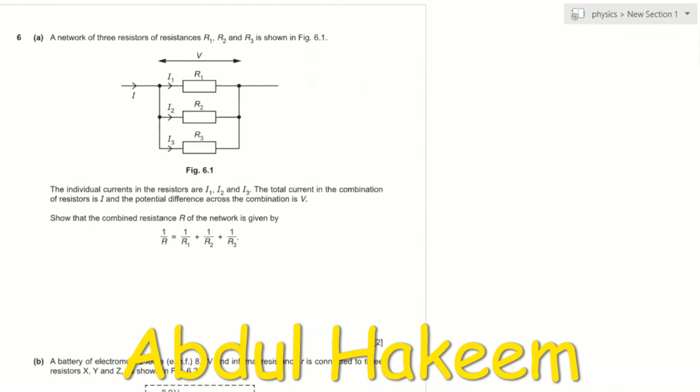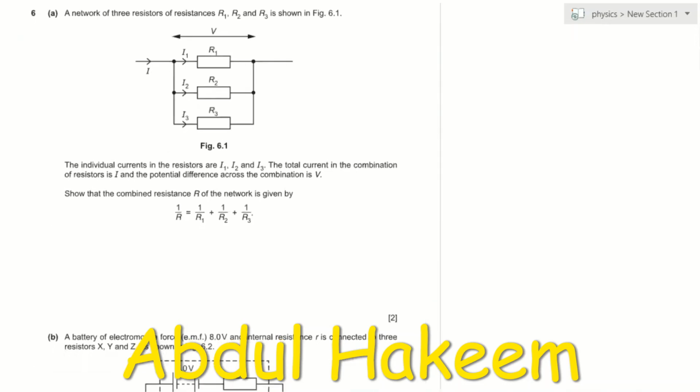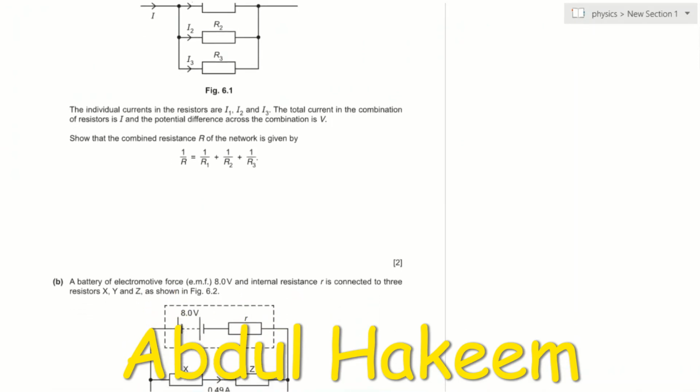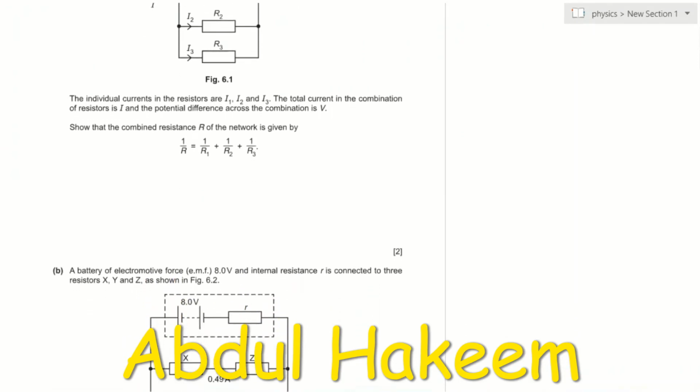Now move to this question number 6. A network of the 3 resistors of the resistance R1, R2, R3 is shown. All are connected in parallel. The individual current in the resistors I1, I2, I3, the total current in the combination of the resistor is I, and the potential difference across the combination is V. Show that the combined resistance is this.